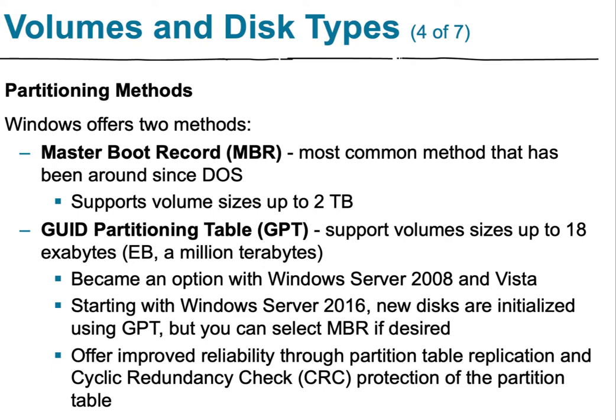The second and newer method is the GUID Partitioning Table, or GPT. GPT disks became an option starting with Windows Server 2008 and Vista. They support volume sizes up to 18 exabytes, a million terabytes. However, Windows file systems currently support volume sizes up to only 256 terabytes. Starting with Windows Server 2016, new disks are initialized using GPT, but you can select MBR if desired. In disk management, you can convert an MBR disk to GPT and vice versa, but you must delete existing partitions first.